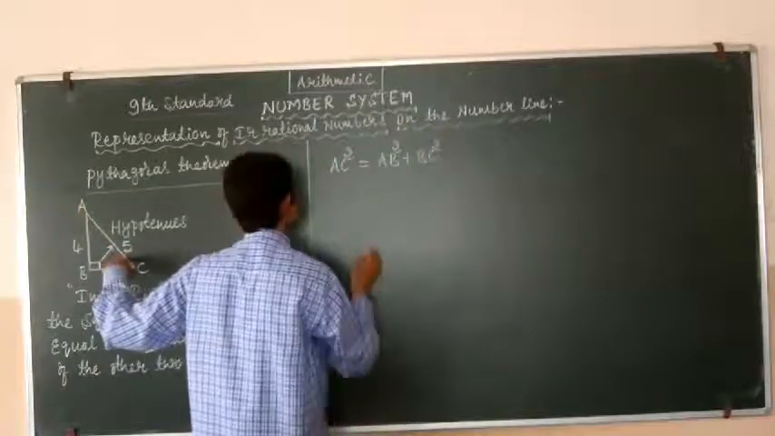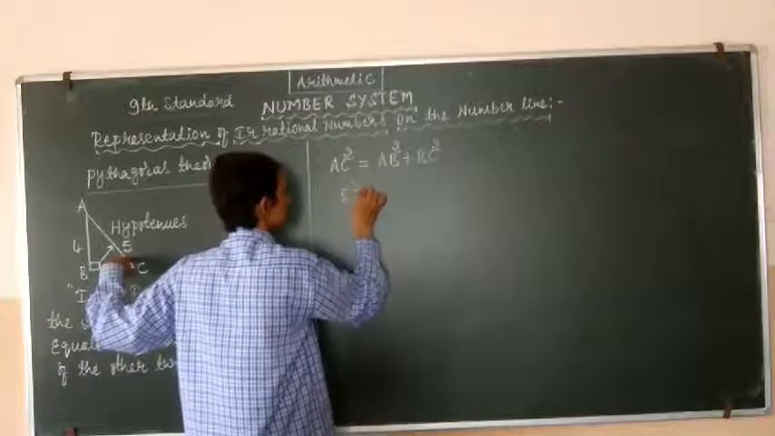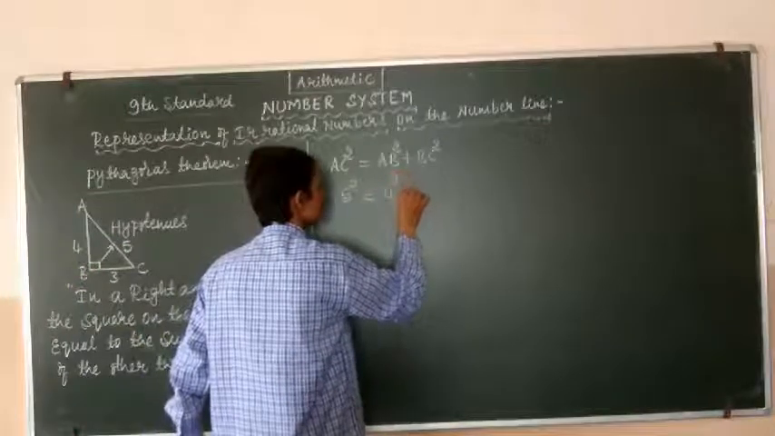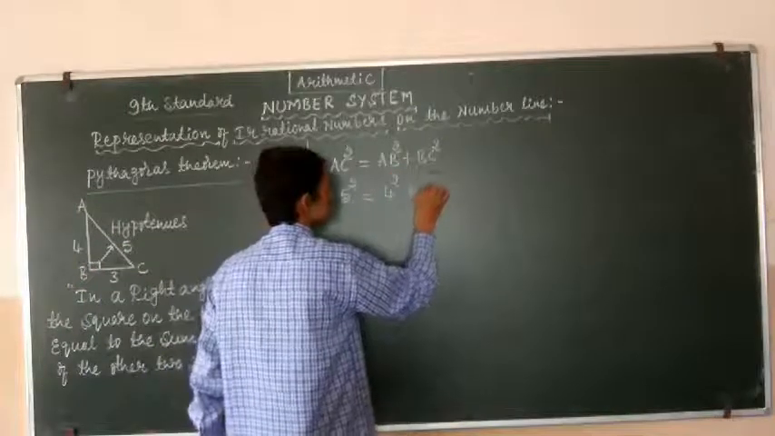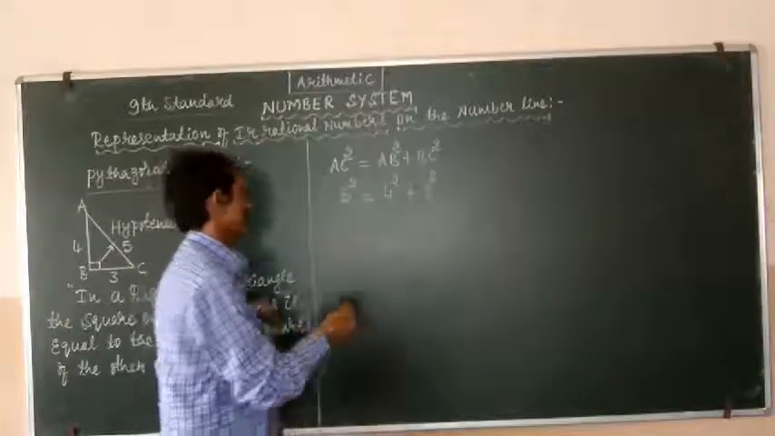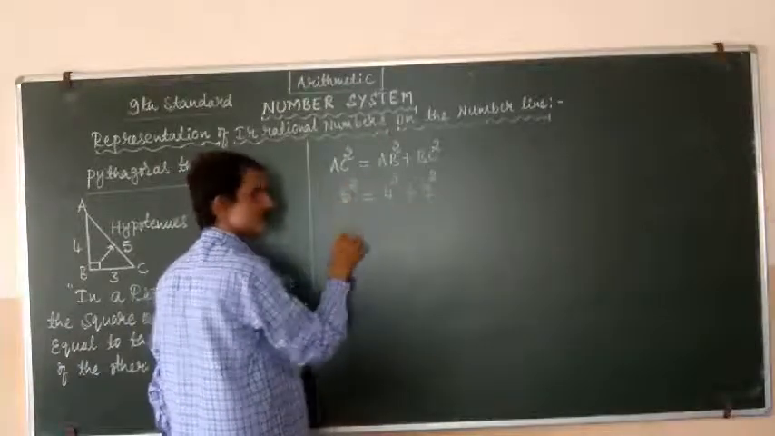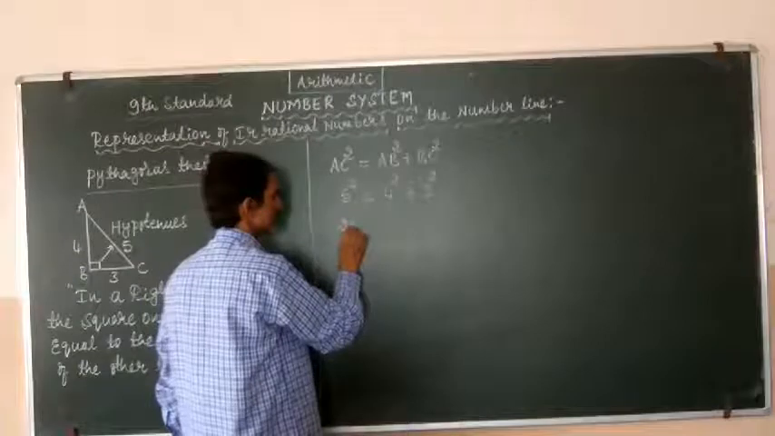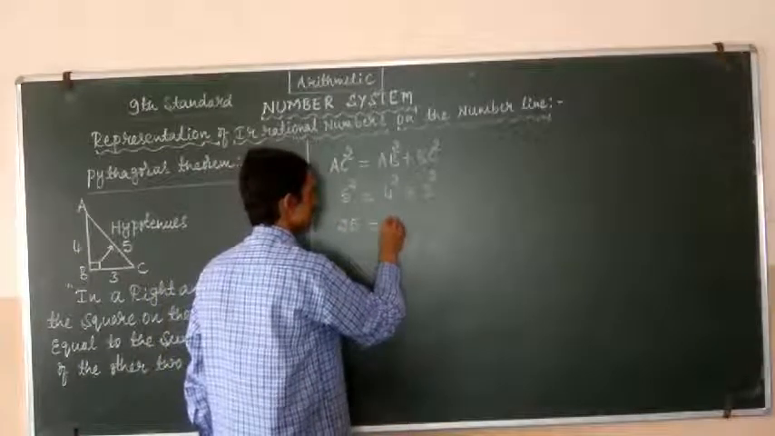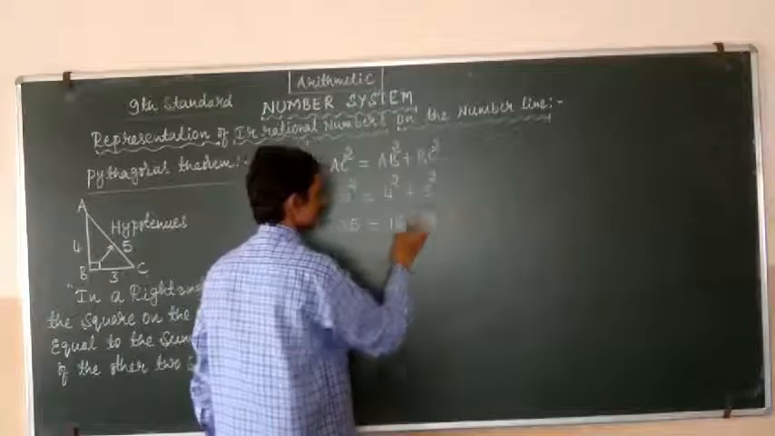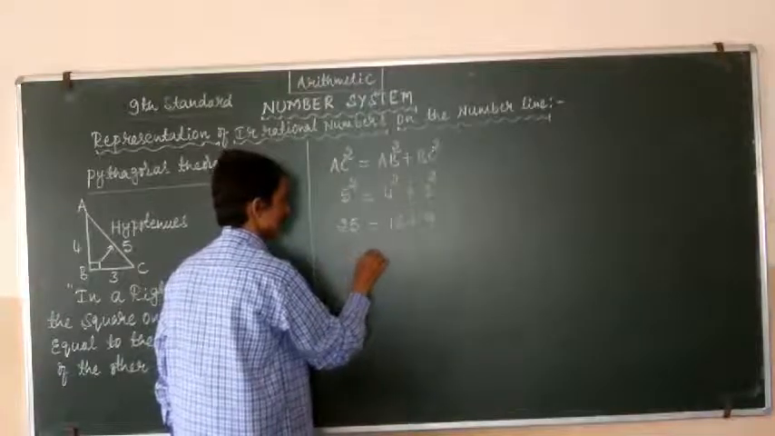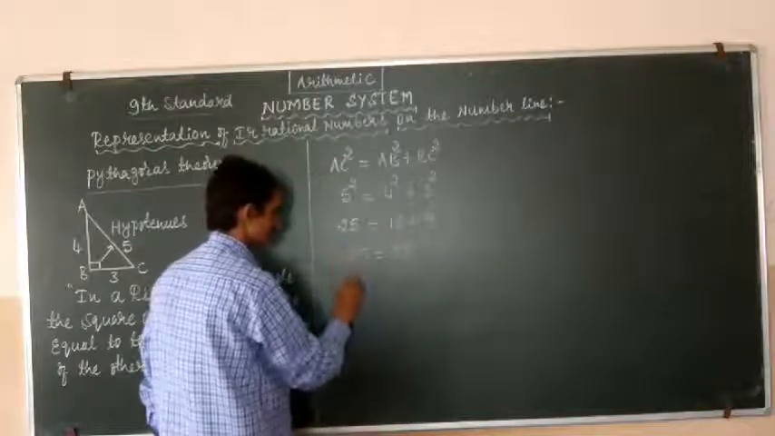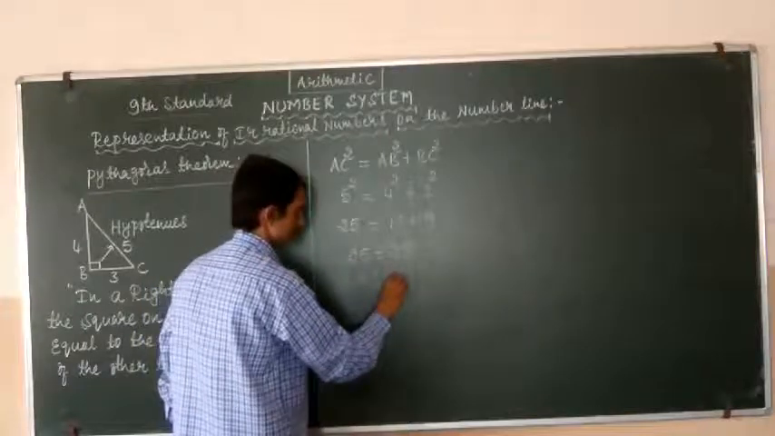So the length of AC is 5, squared, equals the length of AB, 4 squared, plus the length of BC, 3 squared. If you simplify, 5 square means 5 multiplied twice. 5 into 5 is 25, equals 4 4s are 16 plus 3 3s are 9. So 25 equals 16 plus 9, which is 25. Therefore LHS equals RHS.